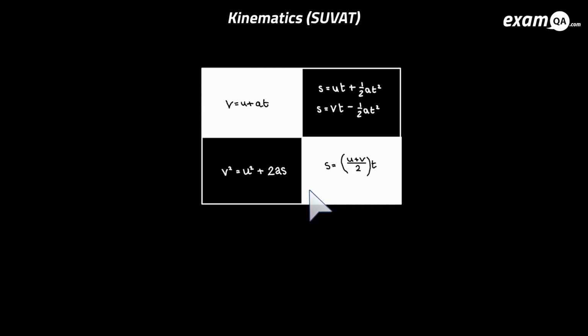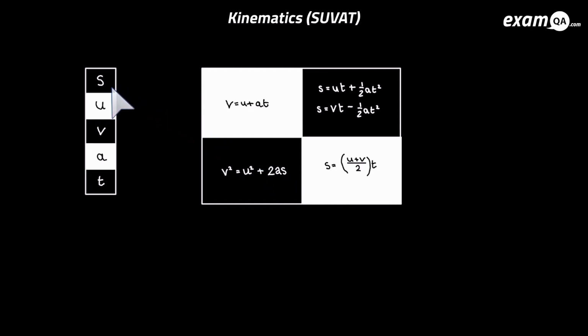Of course, before we look at these formulas, we need to know what the letters stand for. So we've got five letters, S, U, V, A, and T. The S is for displacement, and displacement is just how far you are from where you started.